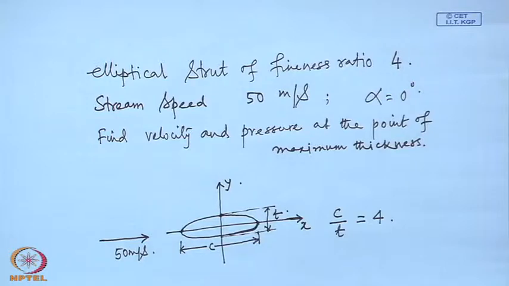So, first we have to find the transformed circle. In this case, we know that the center of the circle will coincide with the origin in the xi eta plane, and its radius will be related to the fineness ratio, or in terms of the ellipse, with the major and minor axis.